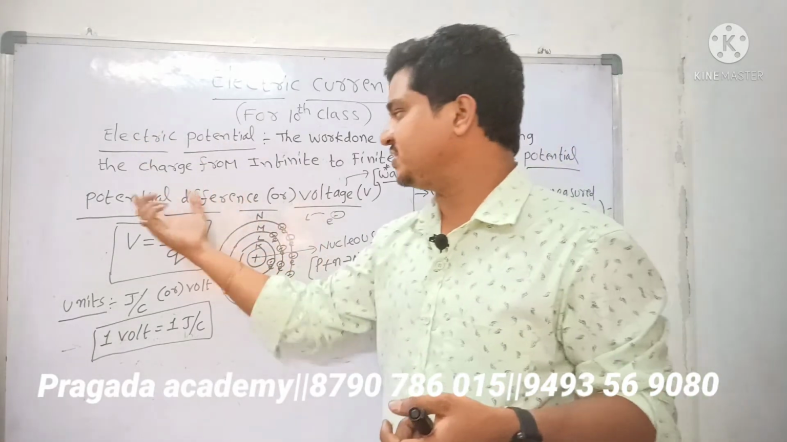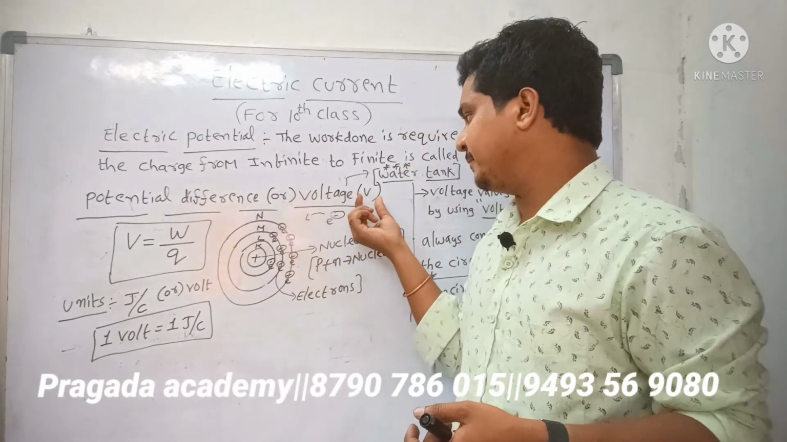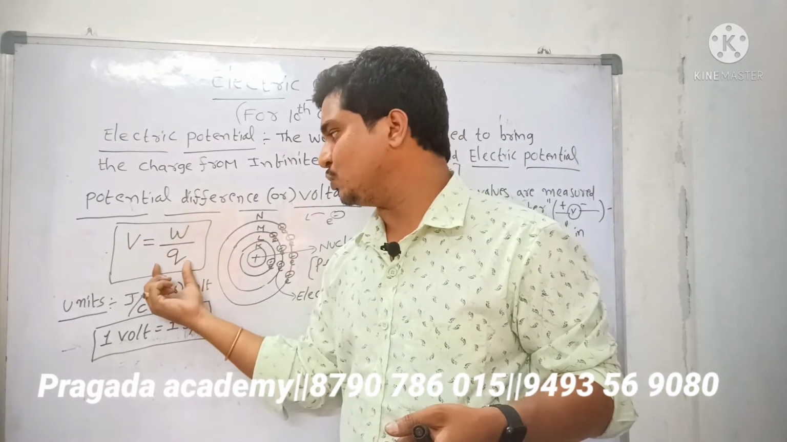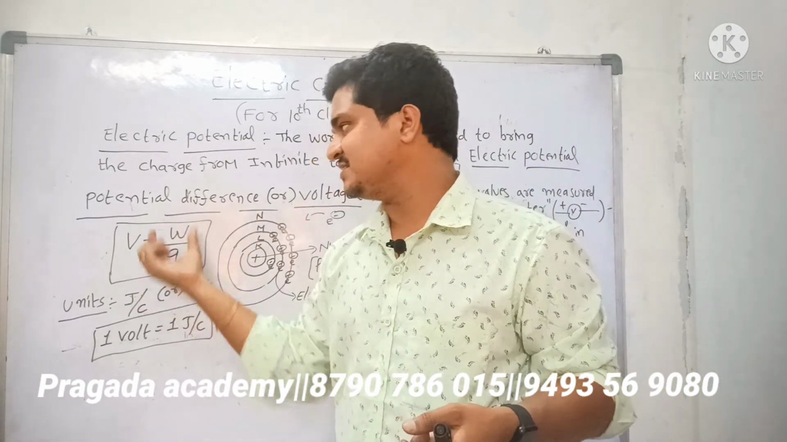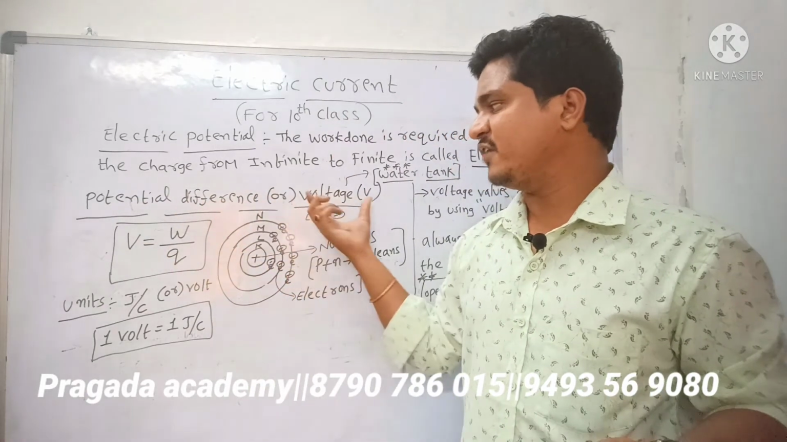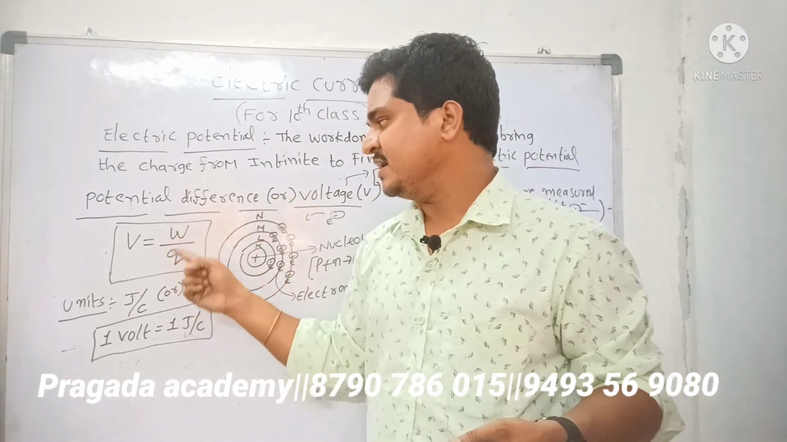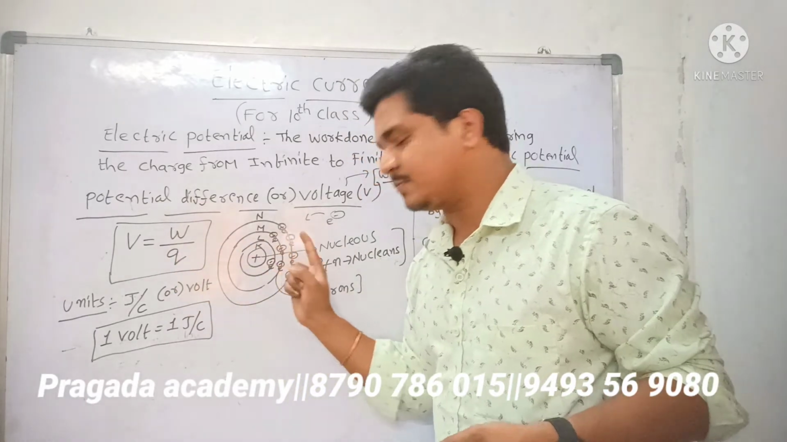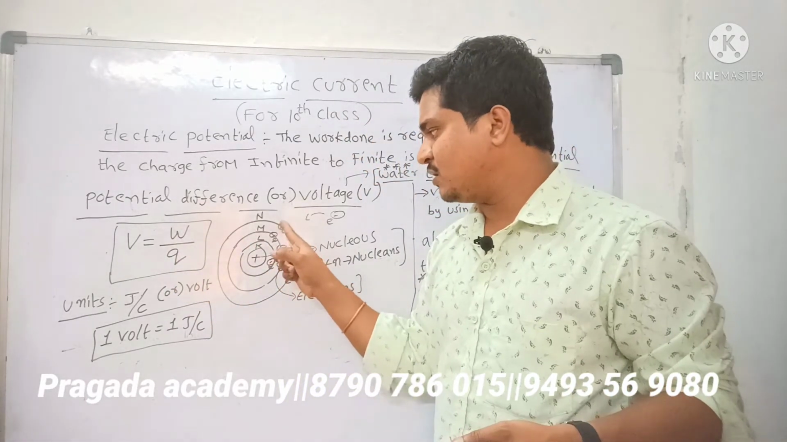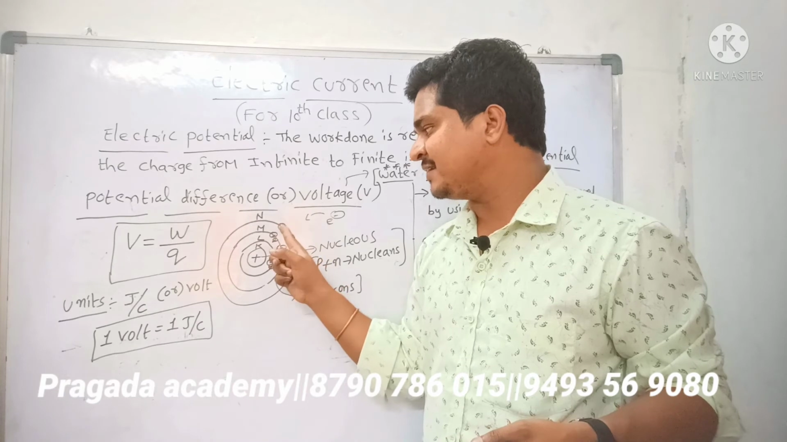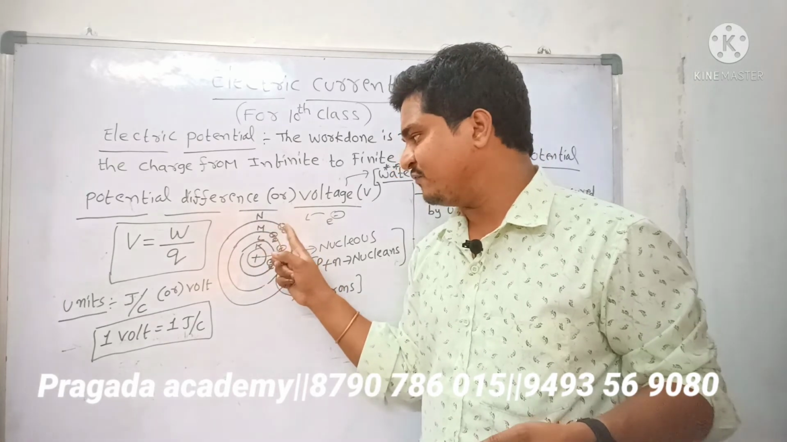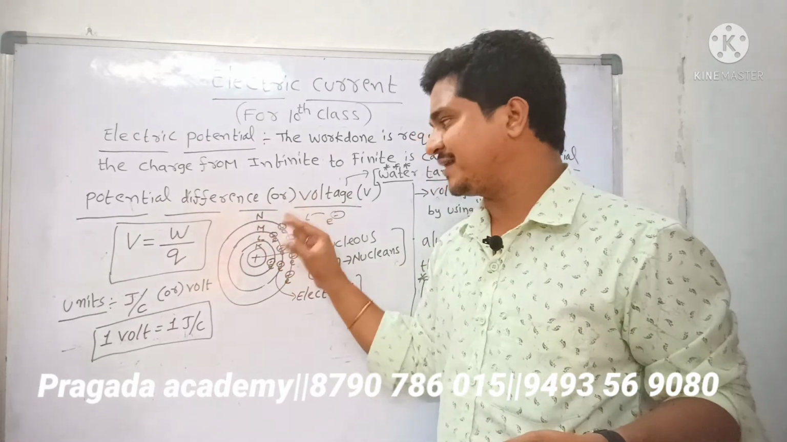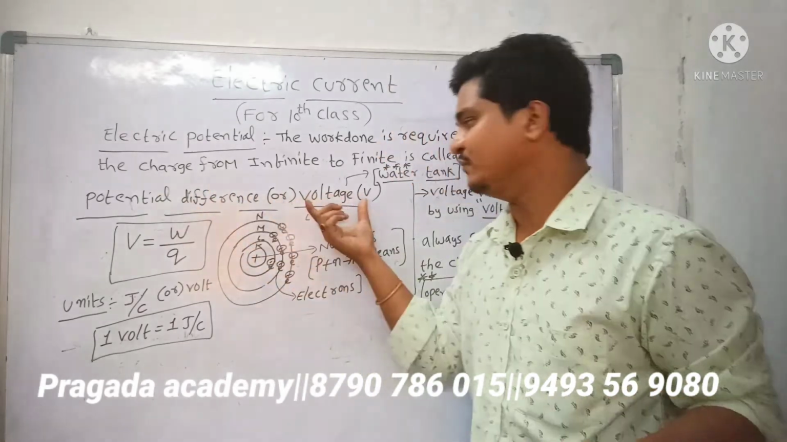Next, potential difference or voltage we can represent with capital V. The formula is V equals W by Q. Work done per charge is nothing but potential difference or voltage. The definition is the work done required to bring the charge from one point to another point. Suppose in the third shell we have the electron. To bring that electron to the first shell, from one point to another point, we need to do some work. That work is potential difference or voltage.